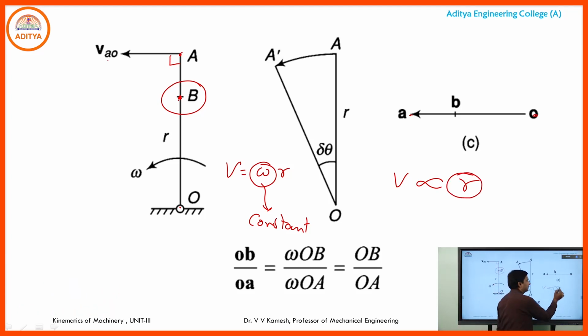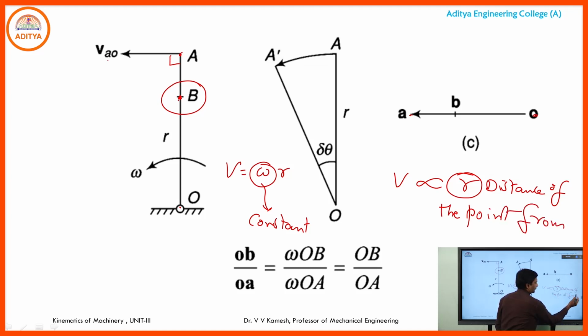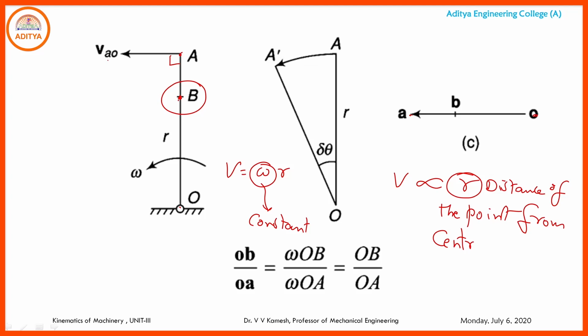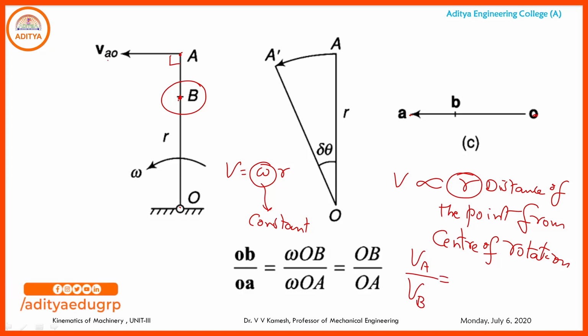Here, what is this R? It is the distance of the point from the center of rotation. Here the center of rotation is taken as O. That means if we compare the velocity of A and the velocity of B, velocity of A by velocity of B is equal to the radius of rotation of A divided by the radius of rotation of B.